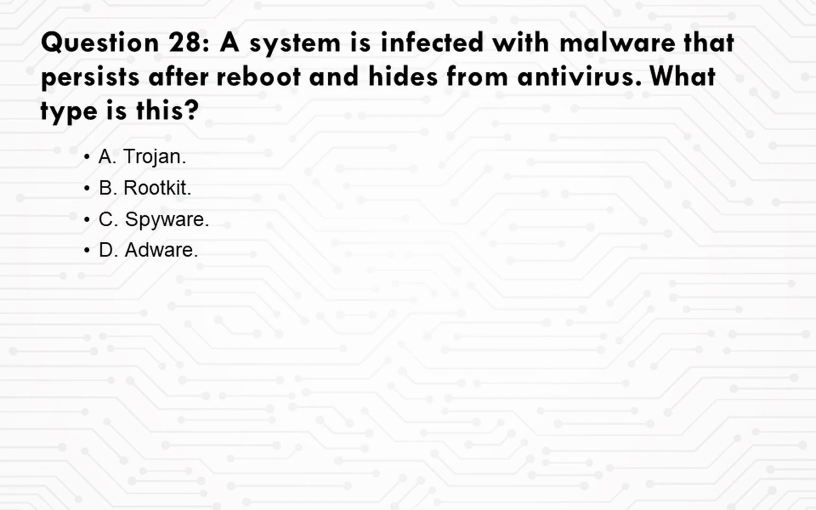Question 28. A system is infected with malware that persists after reboot and hides from antivirus. What type is this? A. Trojan. B. Rootkit. C. Spyware. D. Adware. Answer: B. Rootkits embed deeply and hide from detection, often surviving reboots.